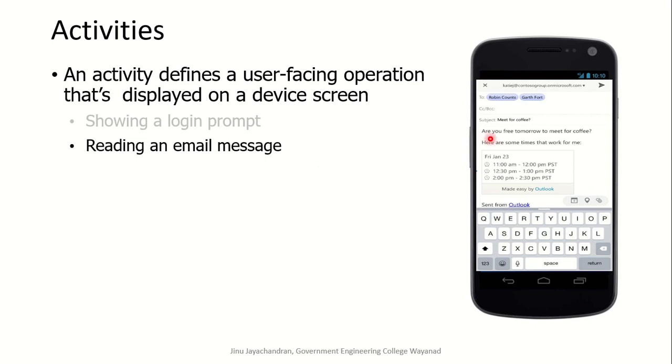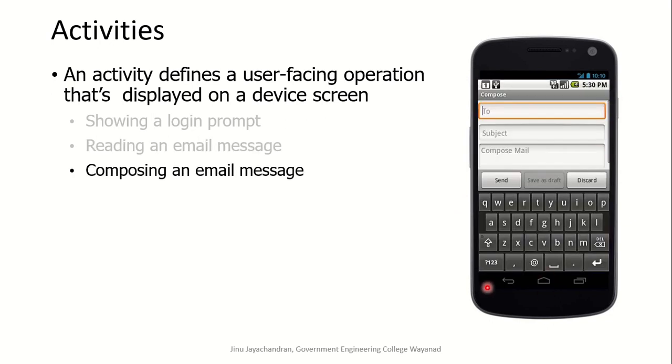Let's look at another example where you are reading an email. When you are reading an email, the screen looks entirely different from when you are logging into Dropbox. You have the email address, subject, content of the email, etc. on the screen, which is different from logging into Dropbox, where you have to give the email ID and password. This is another type of activity where you are composing an email message. The screen for composing an email message is different from that of reading an email message.